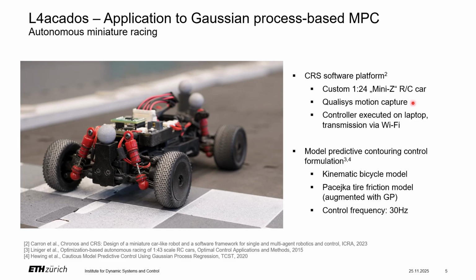The racing controller is formulated as a model predictive contouring controller. It uses a kinematic bicycle model for modeling the car dynamics, as well as a simplified Pacejka tire friction model to estimate the tire forces. As the tire friction is very difficult to model in general, it is augmented using a Gaussian process for uncertainty-aware control. Due to the fast dynamics, the MPC controller is required to meet a sampling frequency of 30 Hz.